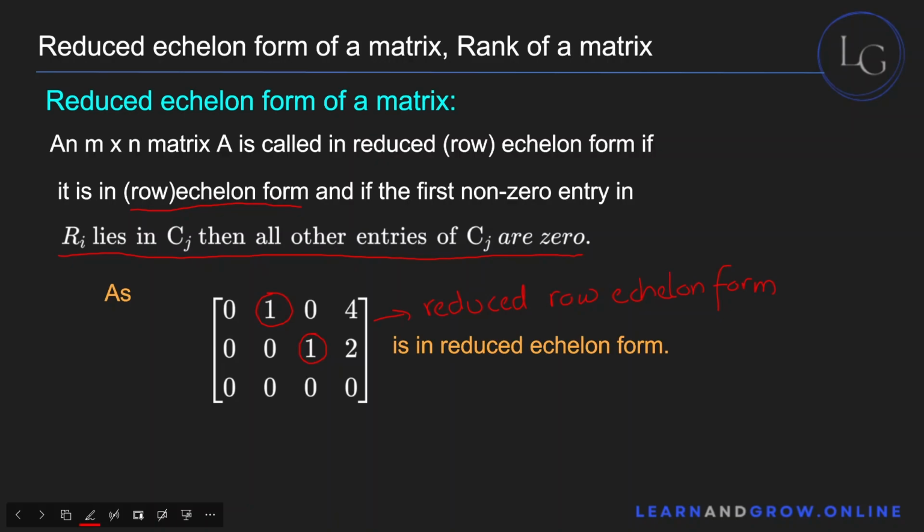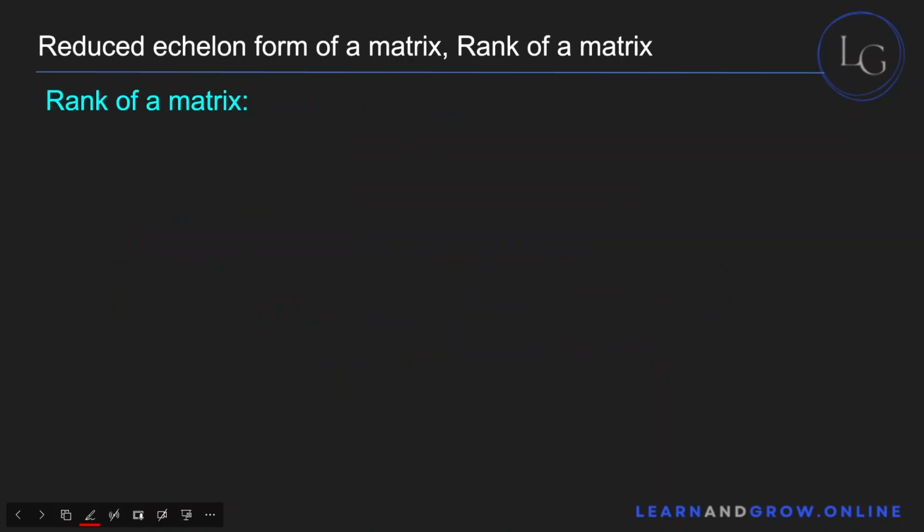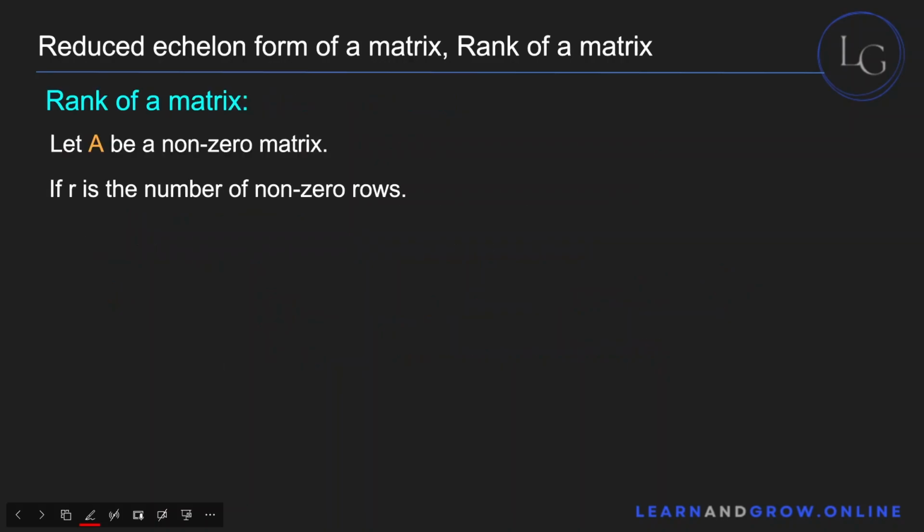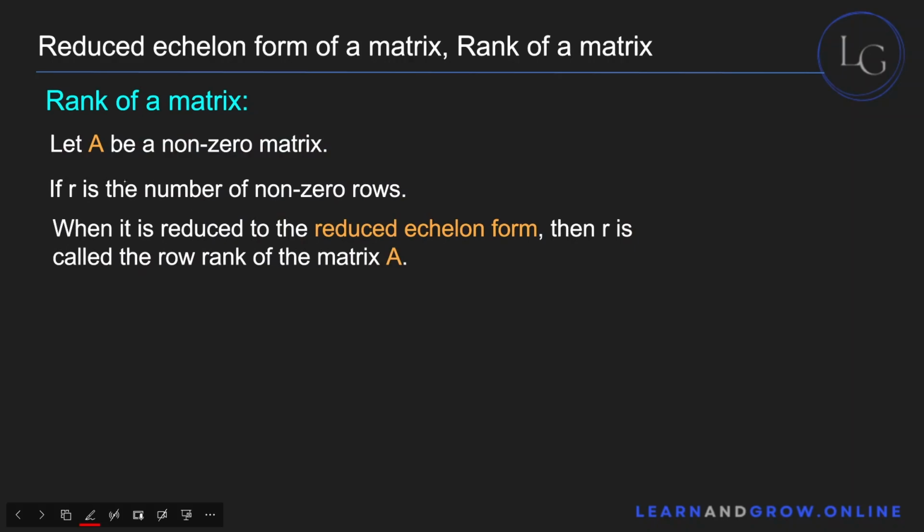So let's discuss the rank of a matrix. This is a very simple concept. To see the rank of a matrix, you must first reduce it to its reduced echelon form, and then you just count the number of non-zero rows. The number of non-zero rows, which is R, is the row rank of the matrix. That's it.